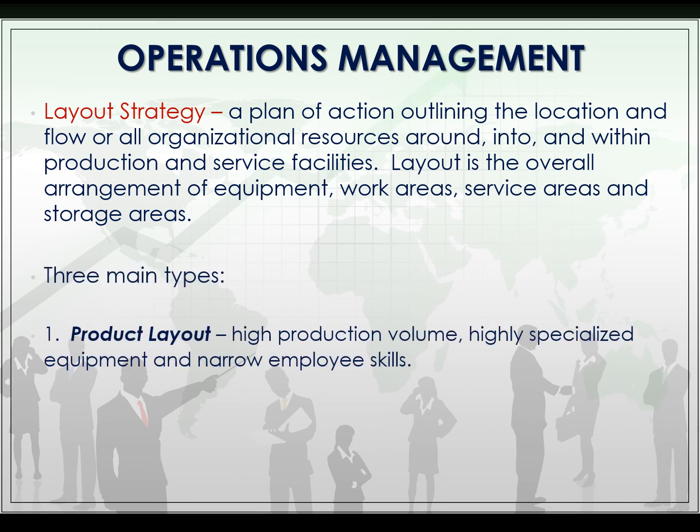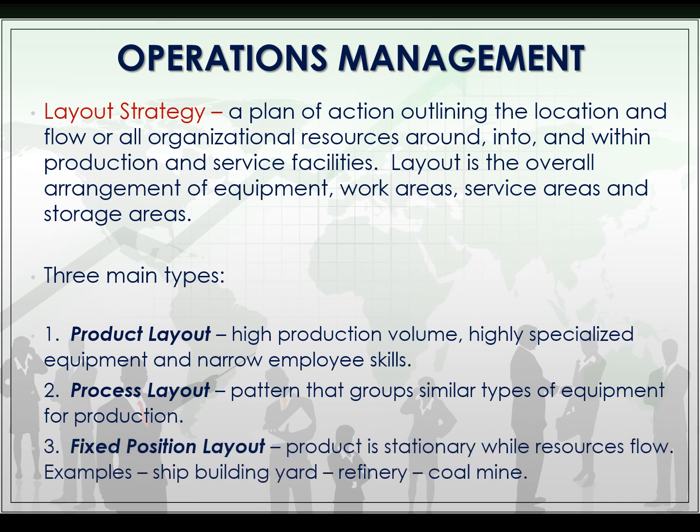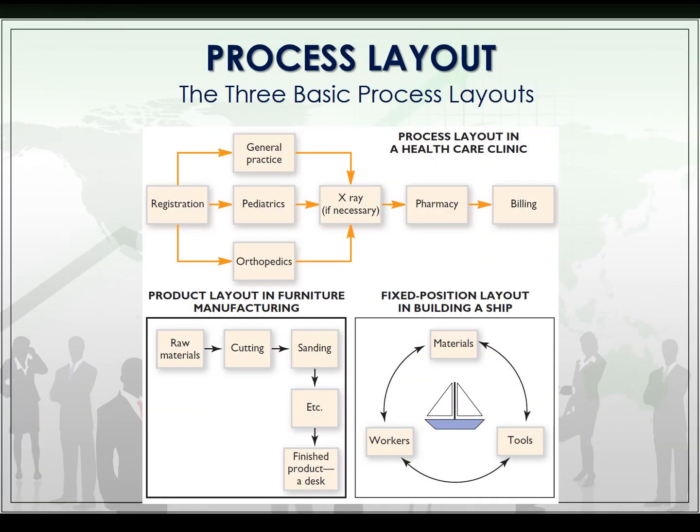There are three main types. Product layout, which is high production volume, highly specialized equipment, and narrow employee skills. Process layout is a pattern that groups similar types of equipment for production. And fixed position layout is where the product is stationary while resources flow, for example, a shipbuilding yard, a refinery, a coal mine. So here we see the basic three process layouts, and I will leave this for you for a moment to study. Pause if you need to.